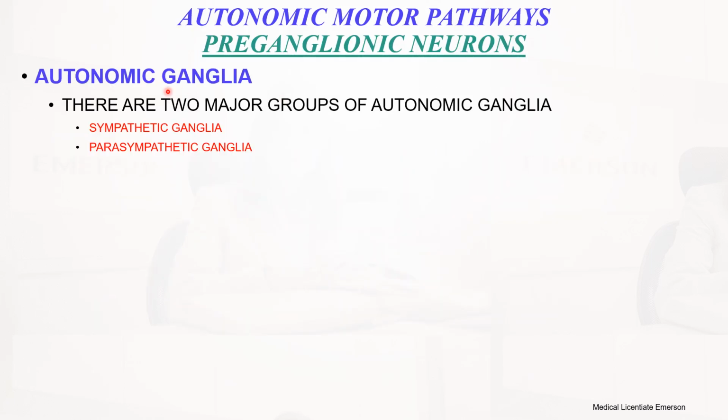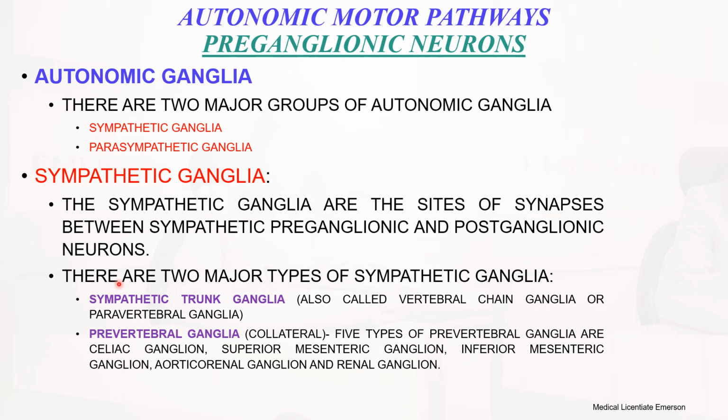Okay, so let's look at the autonomic ganglia. There are two major groups of the autonomic ganglia: the sympathetic ganglia and the parasympathetic ganglia. The sympathetic ganglia are the sites of synapses between sympathetic preganglionic and postganglionic neurons. Then there are two major types of sympathetic ganglia. You have the sympathetic trunk ganglia, also called the vertebral chain ganglia or paravertebral ganglia.